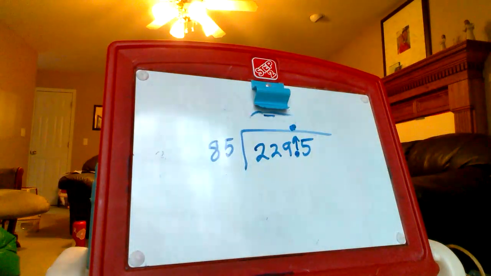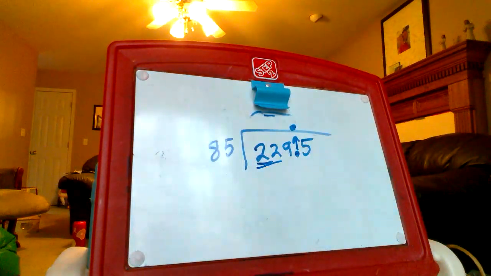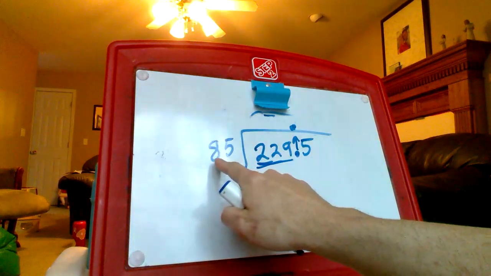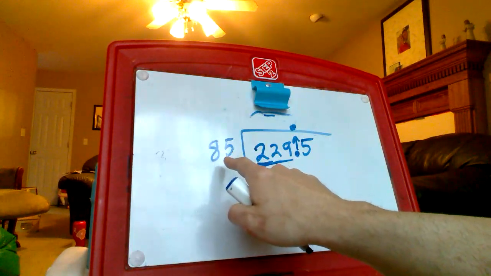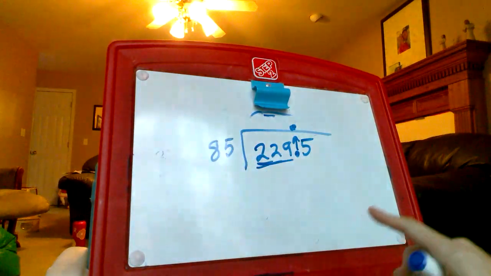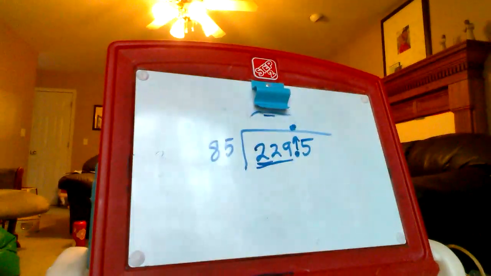as normal. Will 85 fit into 2? No. Will it fit into 22? No. Will it fit into 229? Yes. Just getting close. You can either say this is 80 or 90. You can count by 80s or 90s and get close. You can cover up the last number, and you can say how many times will 8 go into 22. However you want to do it, just to get close.